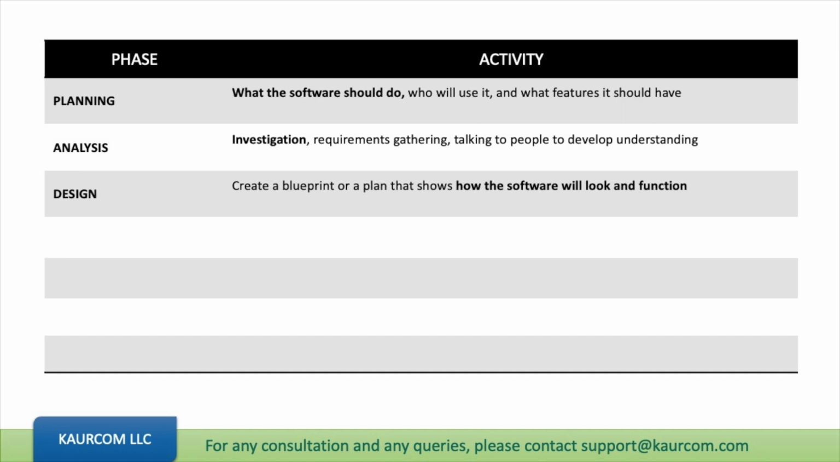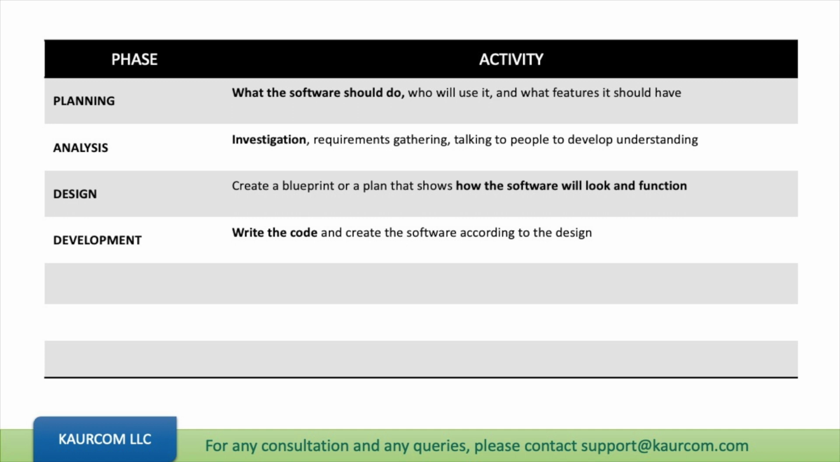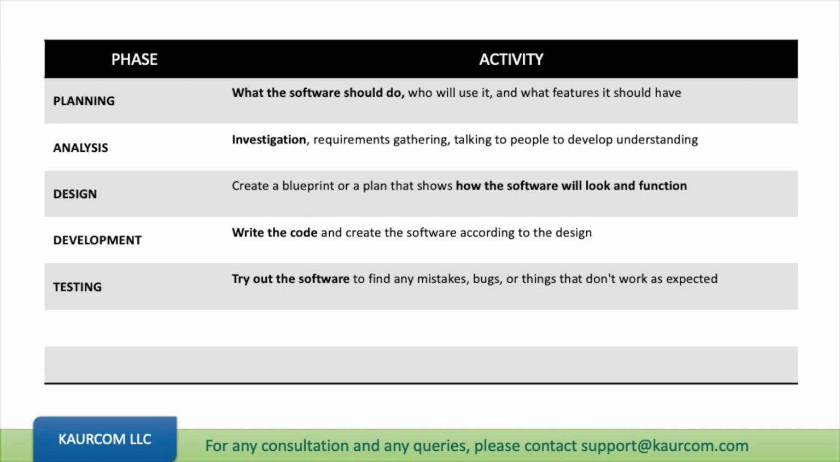Once the developers know what the software should do, they start designing it. They might create a proof of concept or a prototype and request feedback from the peers. Development is when the actual building of software happens. Developers start writing the code and create the software according to the design. Testing phase is all about ensuring that product works as expected. During this phase, testers try out the software to find any issues or things that don't work as expected.